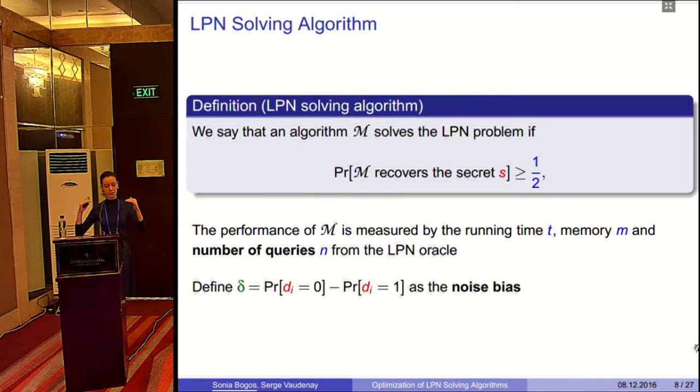So when looking at the LPN solving algorithms, we want to find a trade-off between the number of queries and the noise bias. We try to keep the noise bias as large as possible, as this means less noise, and this will help us solve the problem more easily. And we try to keep the number of queries as low as possible, as this is going to give us an efficient algorithm.